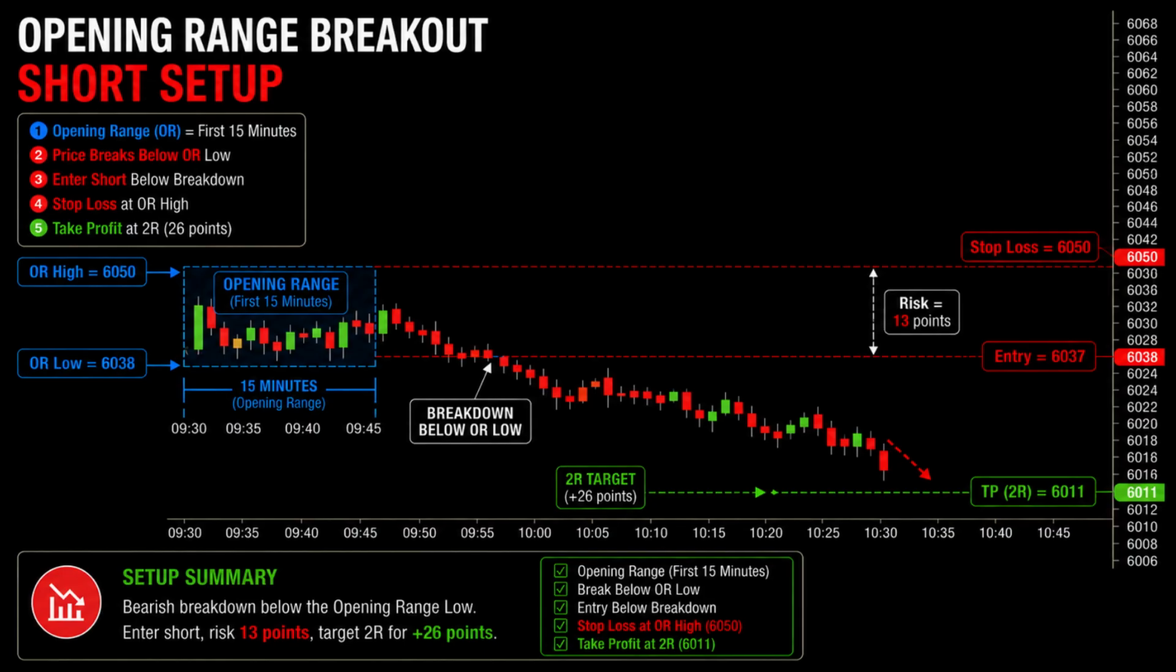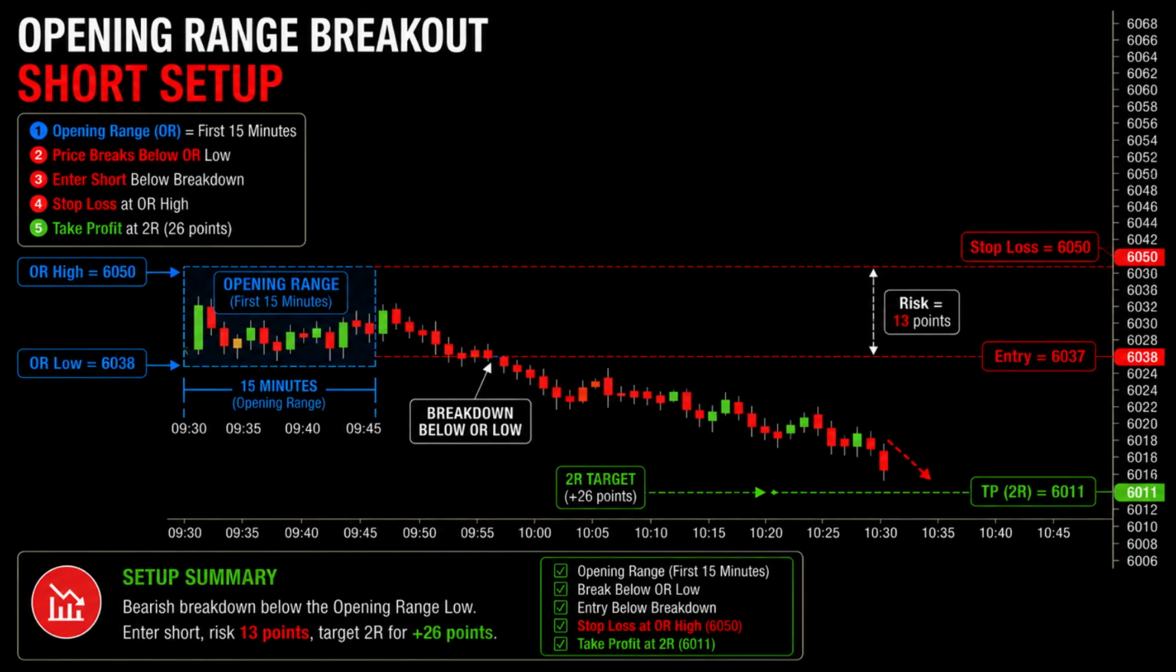The stop loss goes at the opening range high. The take profit is set to 2R. That means the target is twice the size of the risk. So if the opening range risk is 10 points, the 2R target is 20 points. If the opening range risk is 13 points, the 2R target is 26 points.